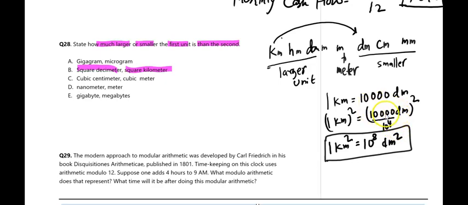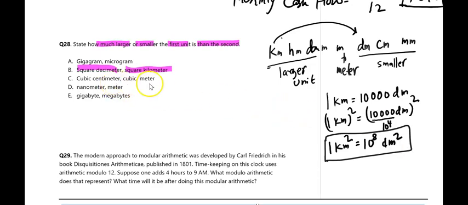But notice that there is a trick here. You start from the linear unit and you square that equation to find the area unit. Remember that kilometer square and decimeter square are area units. So the answer for this question is 1 kilometer square is 10 to the power 8 times larger than 1 decimeter square. That's B.